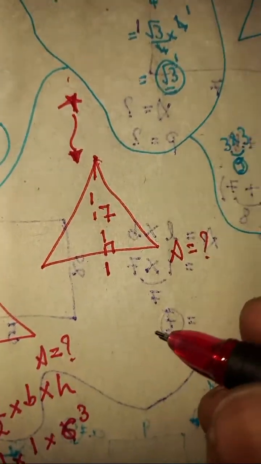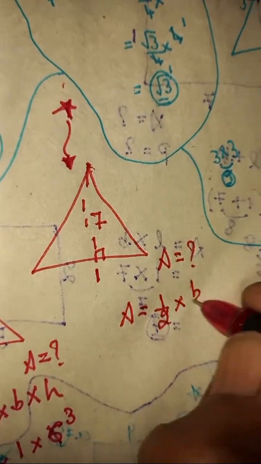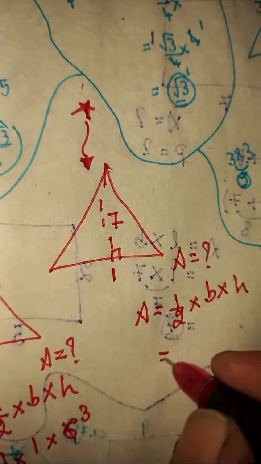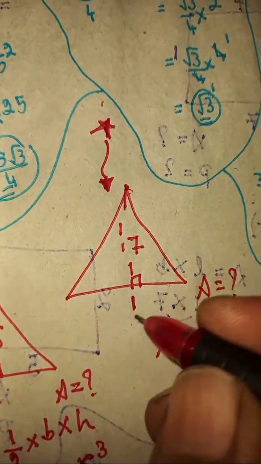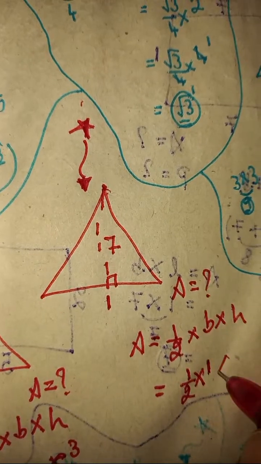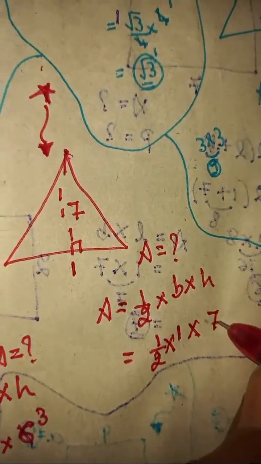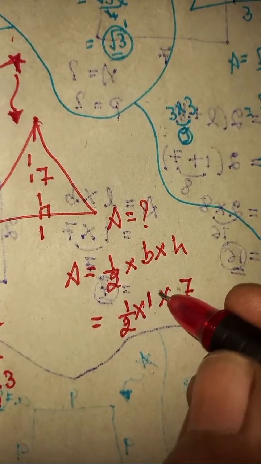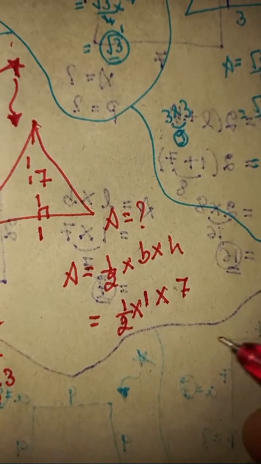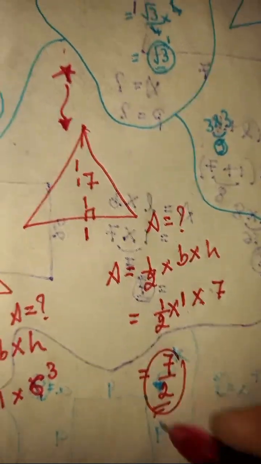Here also the same thing, area equals half times base times perpendicular height, which is half times, this is the base, which is 1 unit, times this is the perpendicular height, which is 7 units. You cannot divide 2 and 7, so 1 times 1 is 1, 1 times 7 is 7. It becomes 7 by 2 square units.